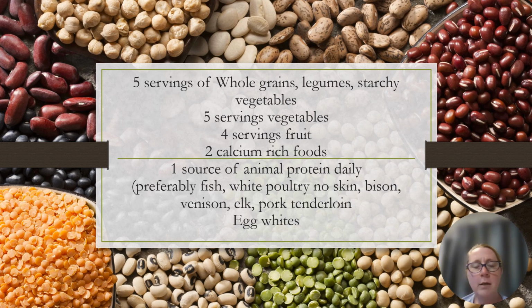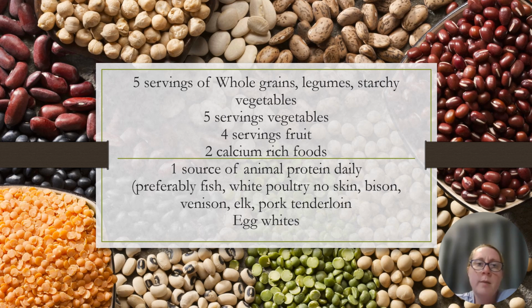I work with Pritikin in the intensive cardiac rehab at my facility, and this is the recommendation. 5 servings, and a serving is just a half a cup. So 5 servings of whole grains, legumes, and starchy vegetables. Starchy vegetables can be peas, carrots, and potatoes, and winter squashes such as acorn or butternut squash. Whole grains can be anything from brown rice, wild rice, bulgur, quinoa, farro, all sorts of different things. Whole grain pastas, whole wheat pasta, for example. Whole grain bread.